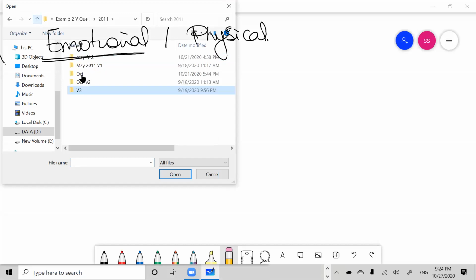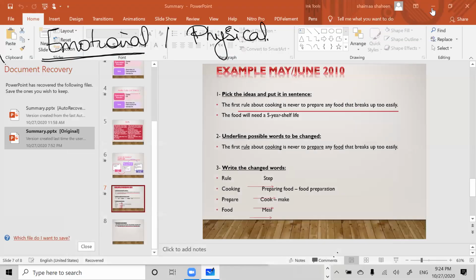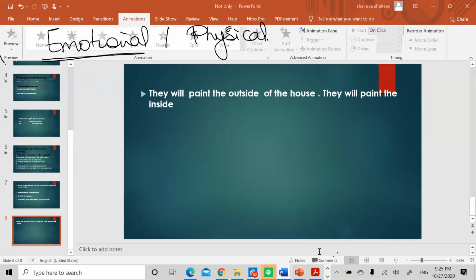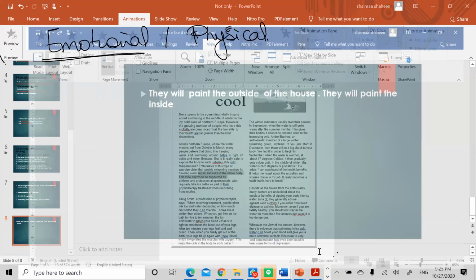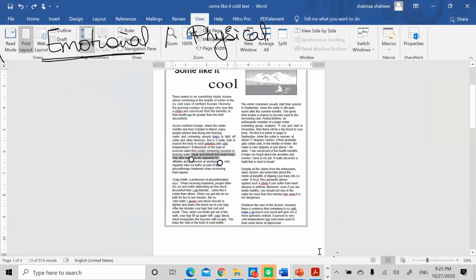I can't put it aside. So let me do it another way because I can't put them aside. I don't know why. Okay, here is the text. Are you there? Yes, we're on. Just very quickly tell me, can you see the screen now?